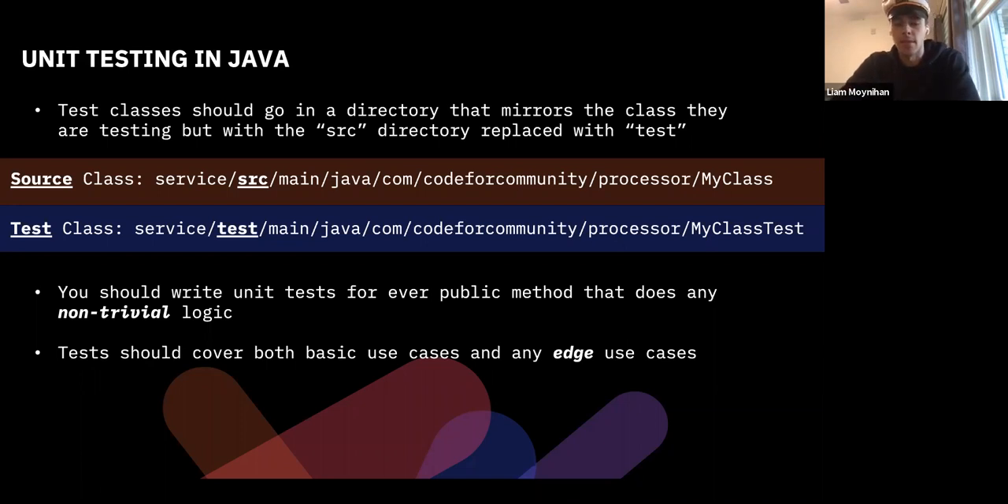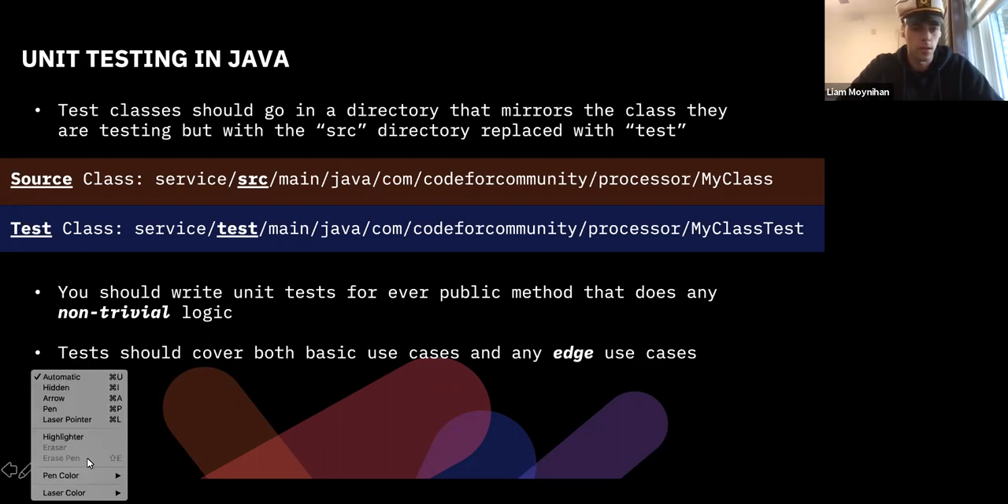So in Java, and in Maven specifically, which is the framework that we're using in the Jumpstart backend, the typical convention is that all your test classes should mirror the class that you're trying to test.